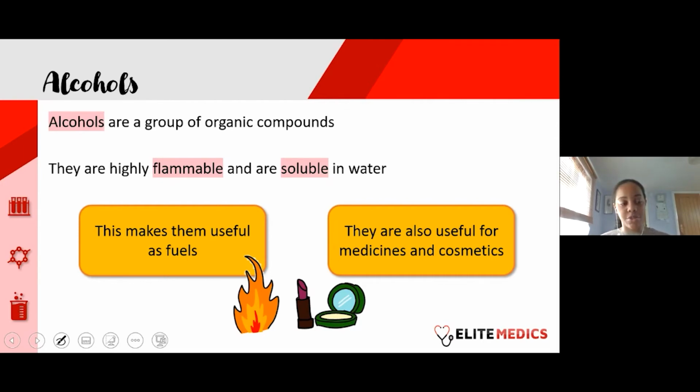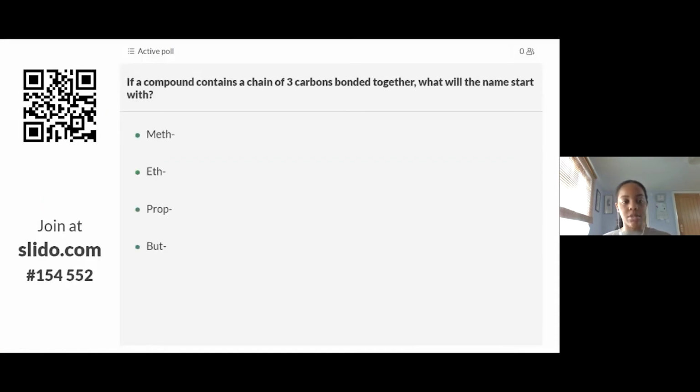So I have a question for you guys, because this question will actually help you when you're thinking about drawing out different compounds in organic chemistry. So if a compound contains a chain of 3 carbons bonded together, what will the name start with? Will it start with meth, eth, prop, or but? Don't worry, guys, this isn't a quiz question, so I really want you guys to attempt this question, and I prefer that you attempt it and get it wrong rather than not attempt it at all, okay? Because we need to make sure that we are all following at this point.